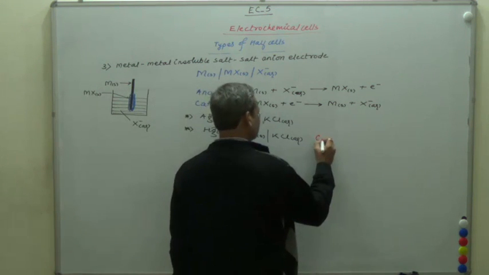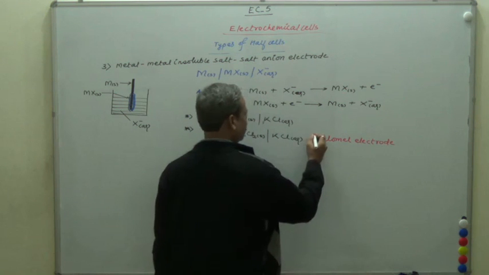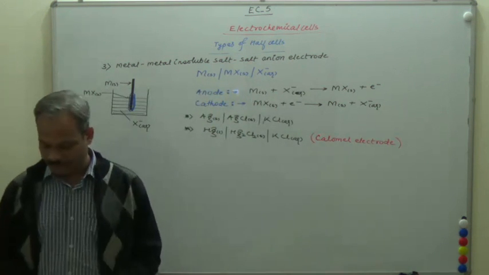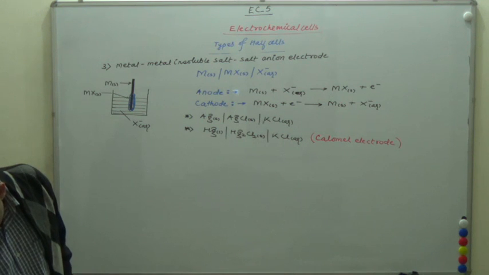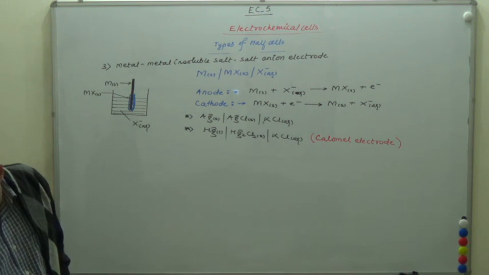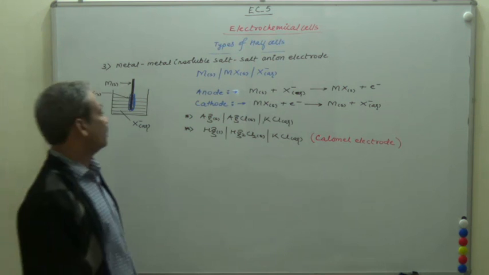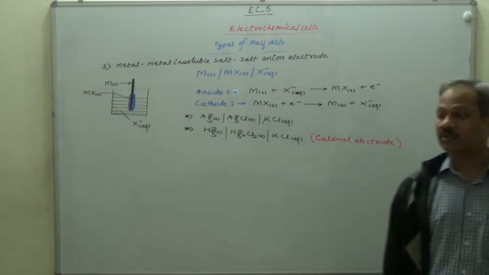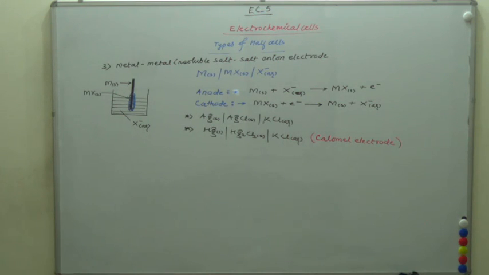This electrode is called calomel electrode. And this calomel electrode can be used as secondary reference electrode. So these are the two important metal insoluble salt anion electrodes.